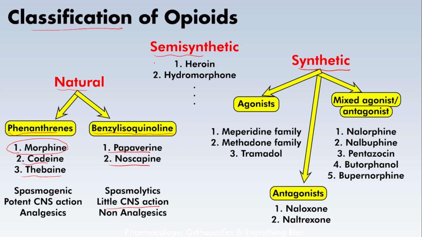Next are the semi-synthetic opioids like heroin, hydromorphone, hydrocodone, oxycodone, and so on, and the synthetic opioids, which are classified into agonists, antagonists, and mixed agonist-antagonists, also called partial agonists. It is valuable to mention that both the natural and semi-synthetic opioids are all agonists, while among the synthetic ones we have all types. The agonists are the meperidine family, the methadone family, and tramadol. The antagonists are naloxone and naltrexone, and the partial agonists or mixed agonist-antagonists are nalorphine, nalbuphine, pentazocine, butorphanol, and buprenorphine. So from that we understand that morphine is from the phenanthrenes, which are natural opioids.